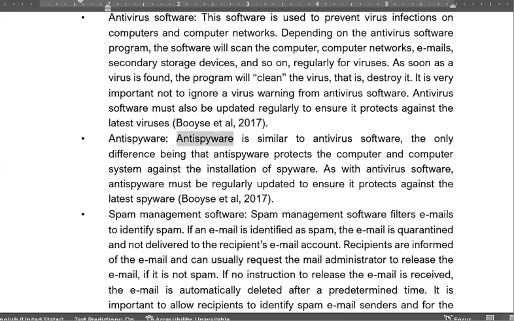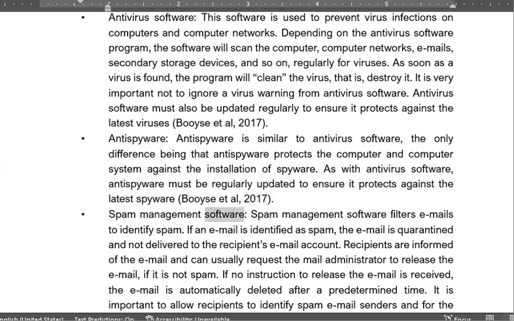Antispyware. Antispyware is similar to antivirus software, the only difference being that antispyware protects the computer and computer system against the installation of spyware. As with antivirus software, antispyware must be regularly updated to ensure it protects against the latest spyware. Boys et al., 2017.